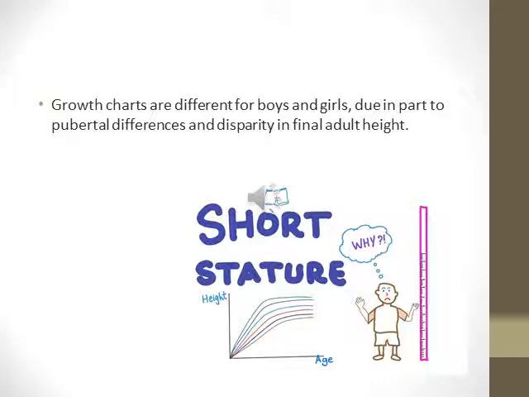Now, as you know, boys and girls grow at a different pace. So the growth charts for boys and girls are different because of the disparity in their final adult height, because of the pubertal differences. As I told you before, parents bring their child saying that he or she is not gaining weight, okay? So you can tell them the boys gain height or weight at a different rate as compared to the girls. So the growth charts are different for boys and girls, to remove this disparity.